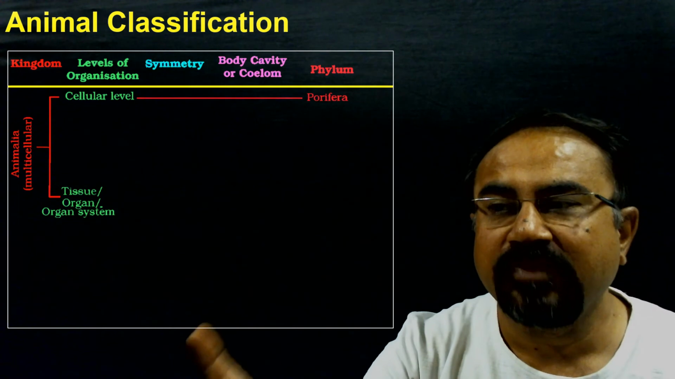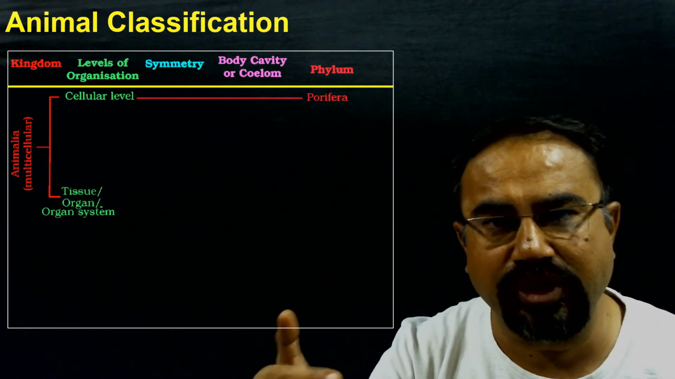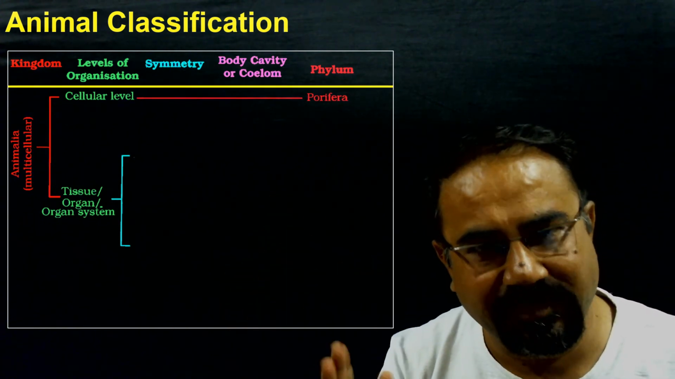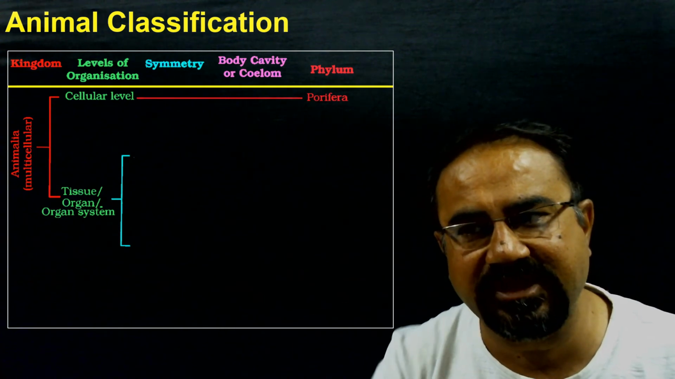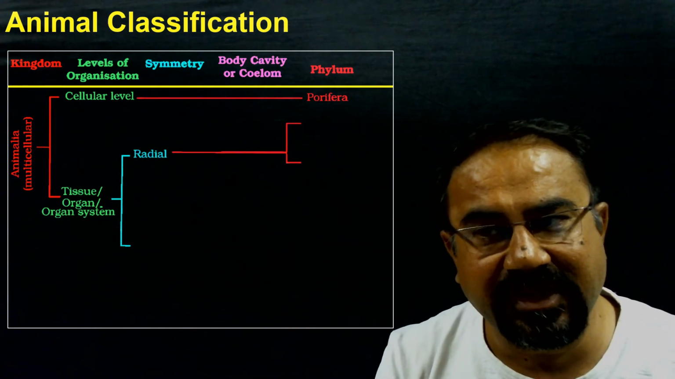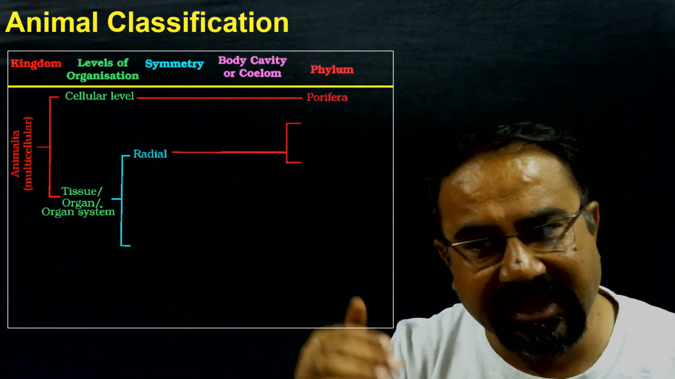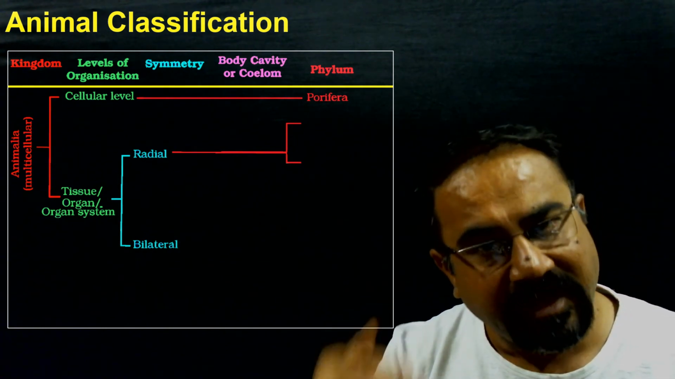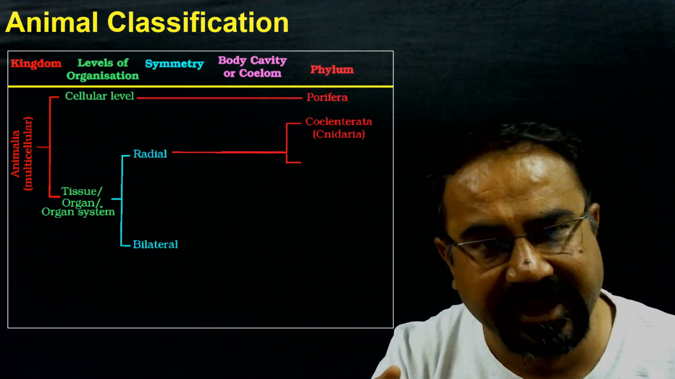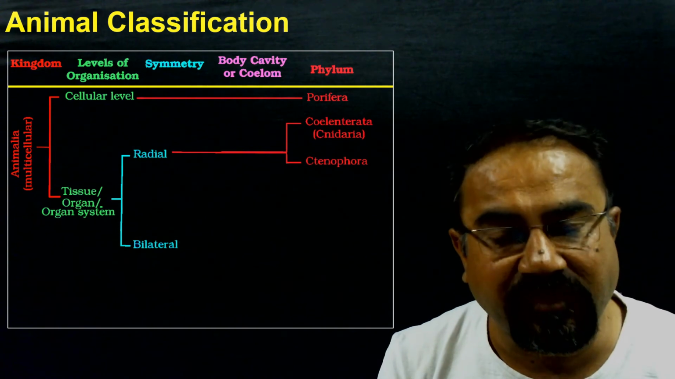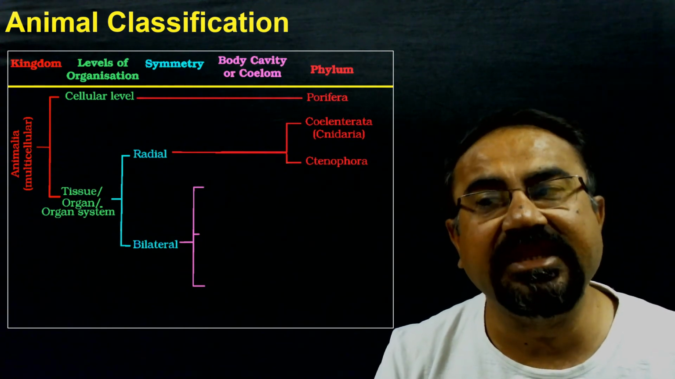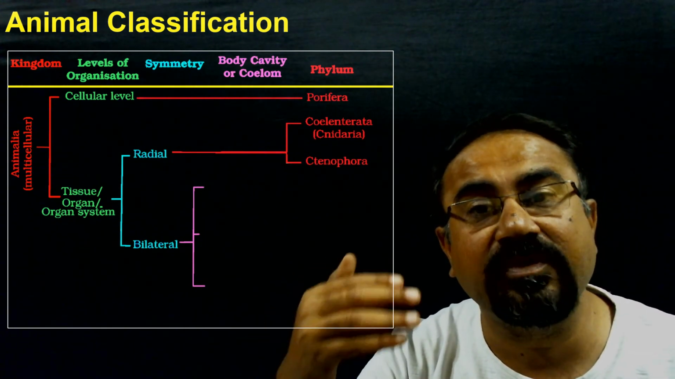Next we move to another level of organization, that is the tissue, organ or organ system level. Here again we can divide into two parts according to symmetry, the next character we are taking into consideration. In symmetry we can classify them as radial symmetry and, next, bilateral symmetry. Let me move to radial symmetry first. In radial symmetry one is the coelenterates, I mean the Cnidaria members, and another is the Ctenophora members according to our syllabus. While in bilateral symmetry, again there is a difference according to the presence of coelom.